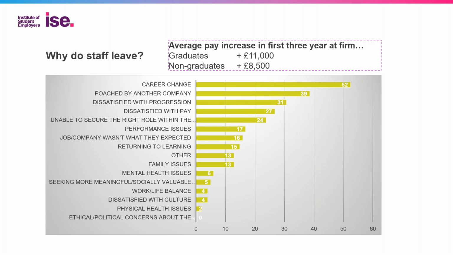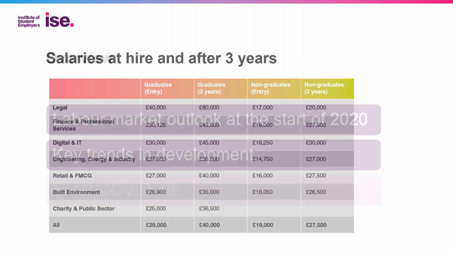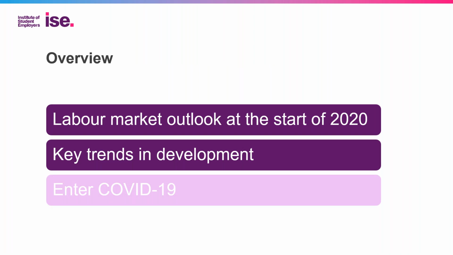If we look at the average pay increase in the first 3 years at the firm, we can see probably why that is: generally this cohort of graduates and non-graduates are getting pretty substantial pay increases over their first 3 years, so it's perhaps unsurprising that not that many of them are dissatisfied with their pay. We break that down in a bit more detail. We've got some detailed figures here, which again are in the report, that look at your sectors in detail. Across the board, we're seeing substantial increases for both graduates and non-graduates over the first 3 years of employment.